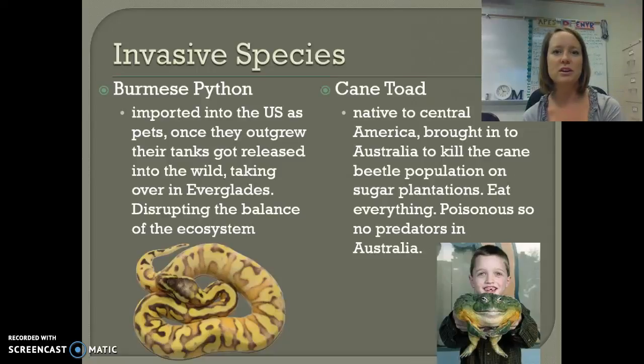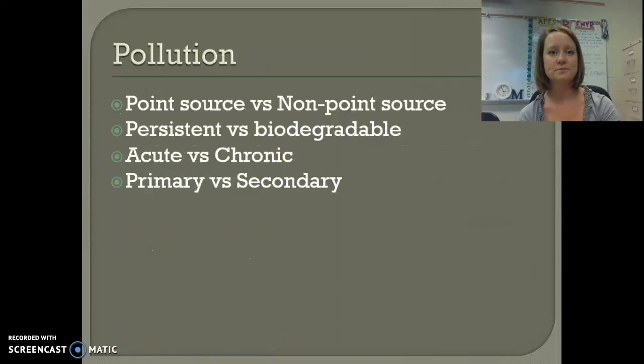native to Central America and were introduced on purpose in Australia to kill the cane beetles on the sugar plantations. However, once again, because they have no natural predator, they tended to flourish and now are spreading across Australia and creating all sorts of issues. And you can see from the picture, these are very large toads.